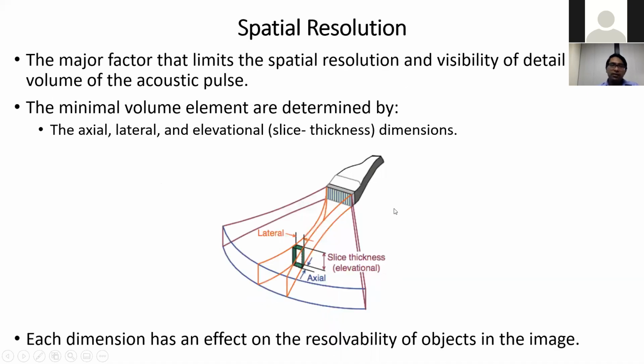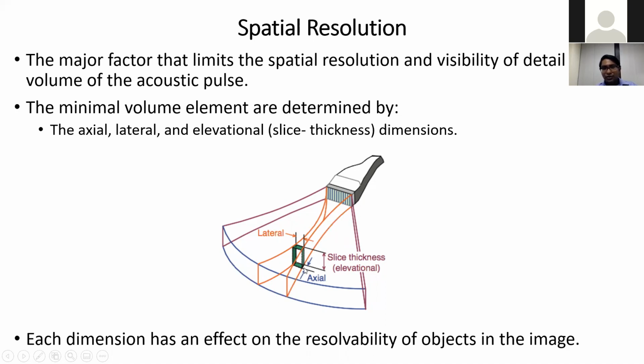I guess the next important metric for ultrasound is the spatial resolution. And this is an important metric which is often compared among different modalities. And ultrasound has 3 different resolutions that we can measure. And the first is the axial resolution, which is basically measured in the Z direction.